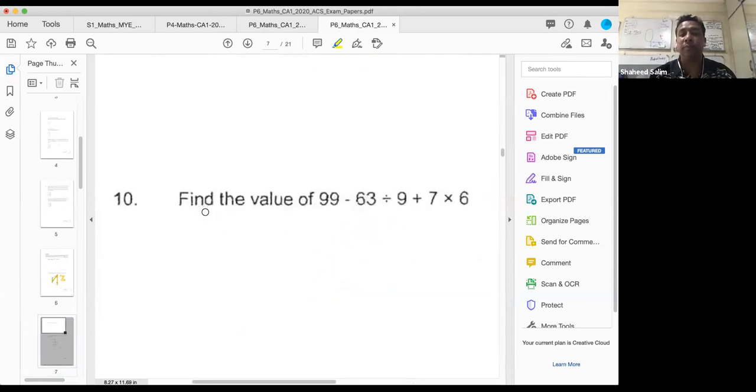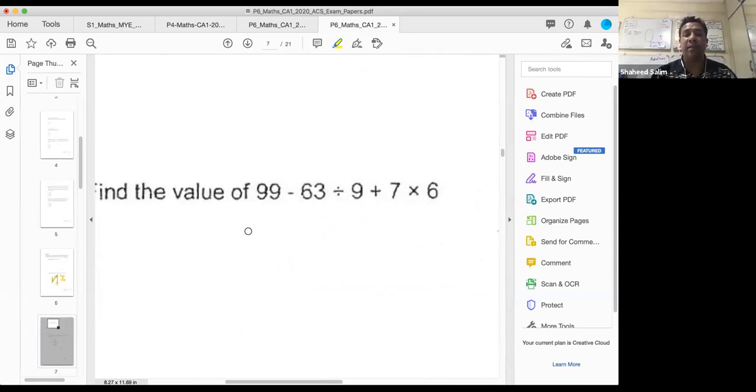Okay, please try this then. Quite easy, this one is quite easy. You must know which one to do first.